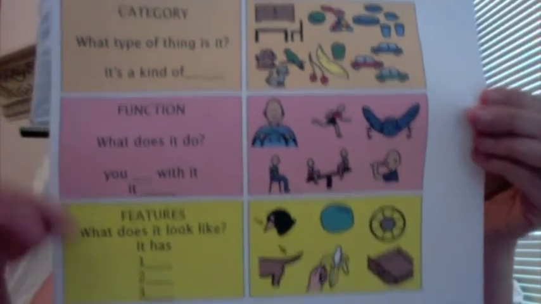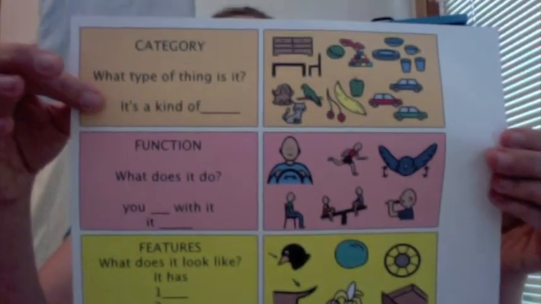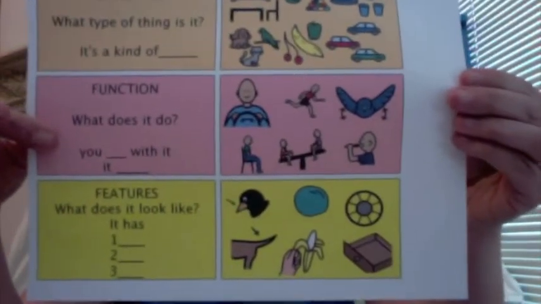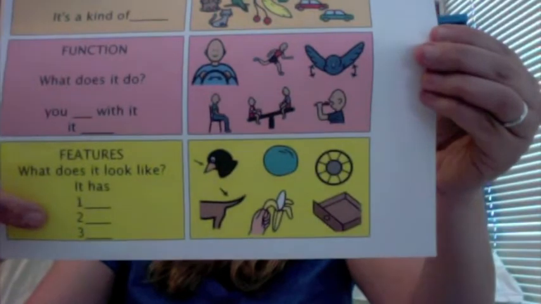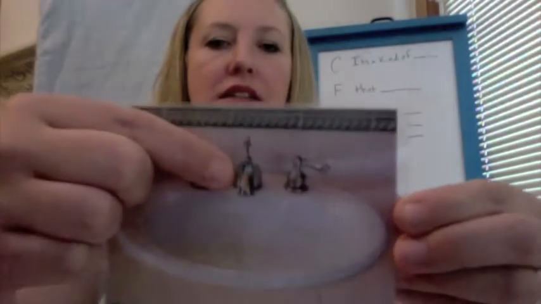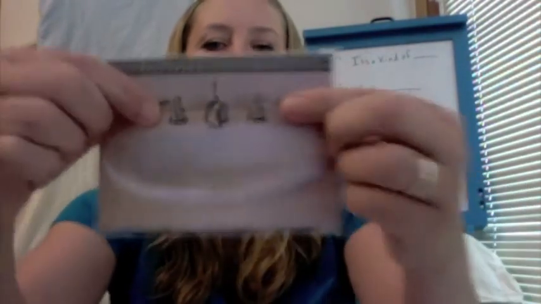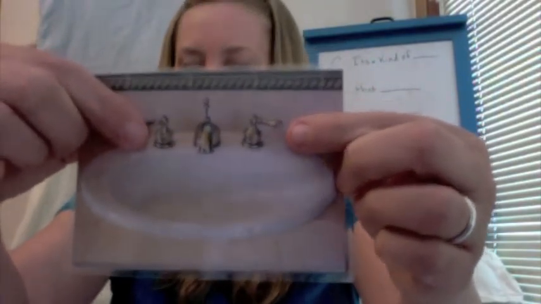It's a kind of bathroom item. You use it to wash your hands. It has a faucet and hot and cold water. The faucet is right here. That is the faucet. And here, the hot and cold water, where the hot and cold water turn on.